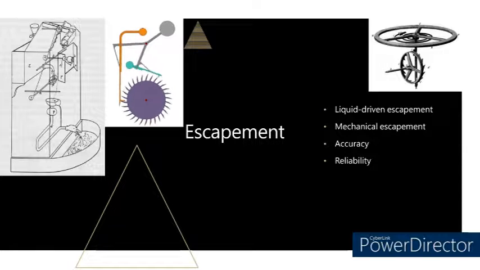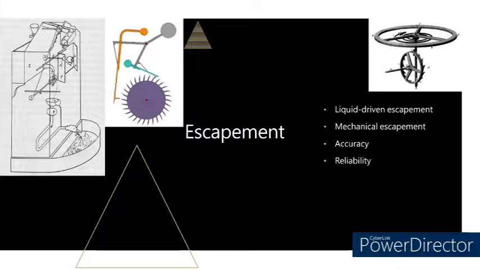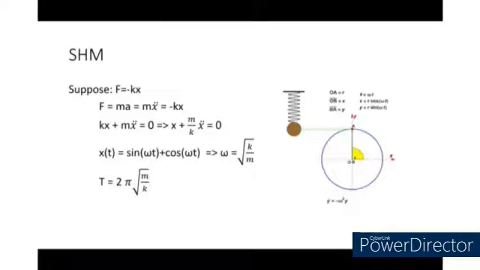And this is also the advantage of the grasshopper escapement. And the accuracy depends on the experiments. So we will do some experiments to test our machine. First, I'm going to introduce simple harmonic motion, which is known as SHM.